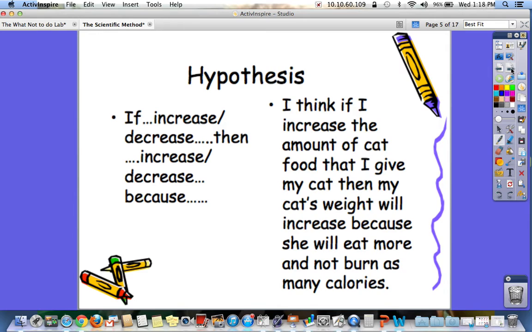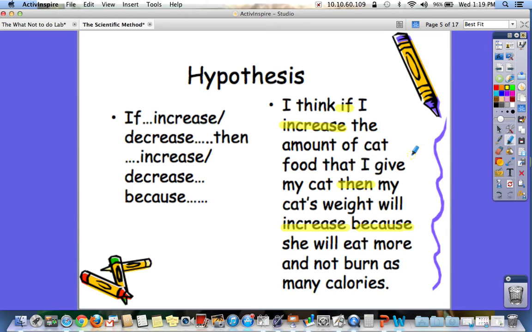Later in this class, we'll talk about how to write a hypothesis, but some good general words to use for writing a hypothesis: if I do this or that, if I increase or decrease the amount of something, then I think that something else will increase or decrease because. So an example of how we might write that is, I think if I increase the amount of cat food that I give my cat, then my cat's weight will increase because I think she will eat more and not burn as many calories.